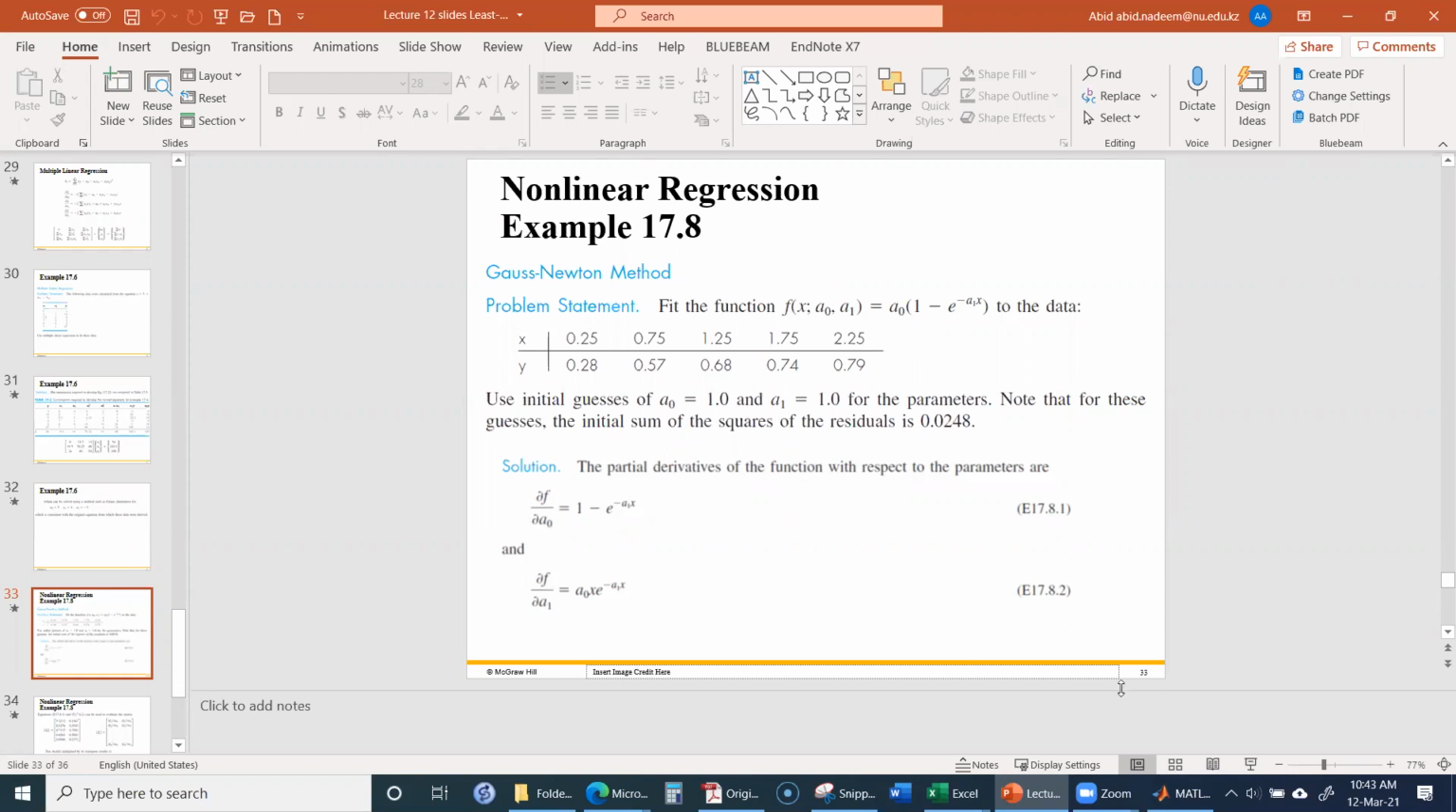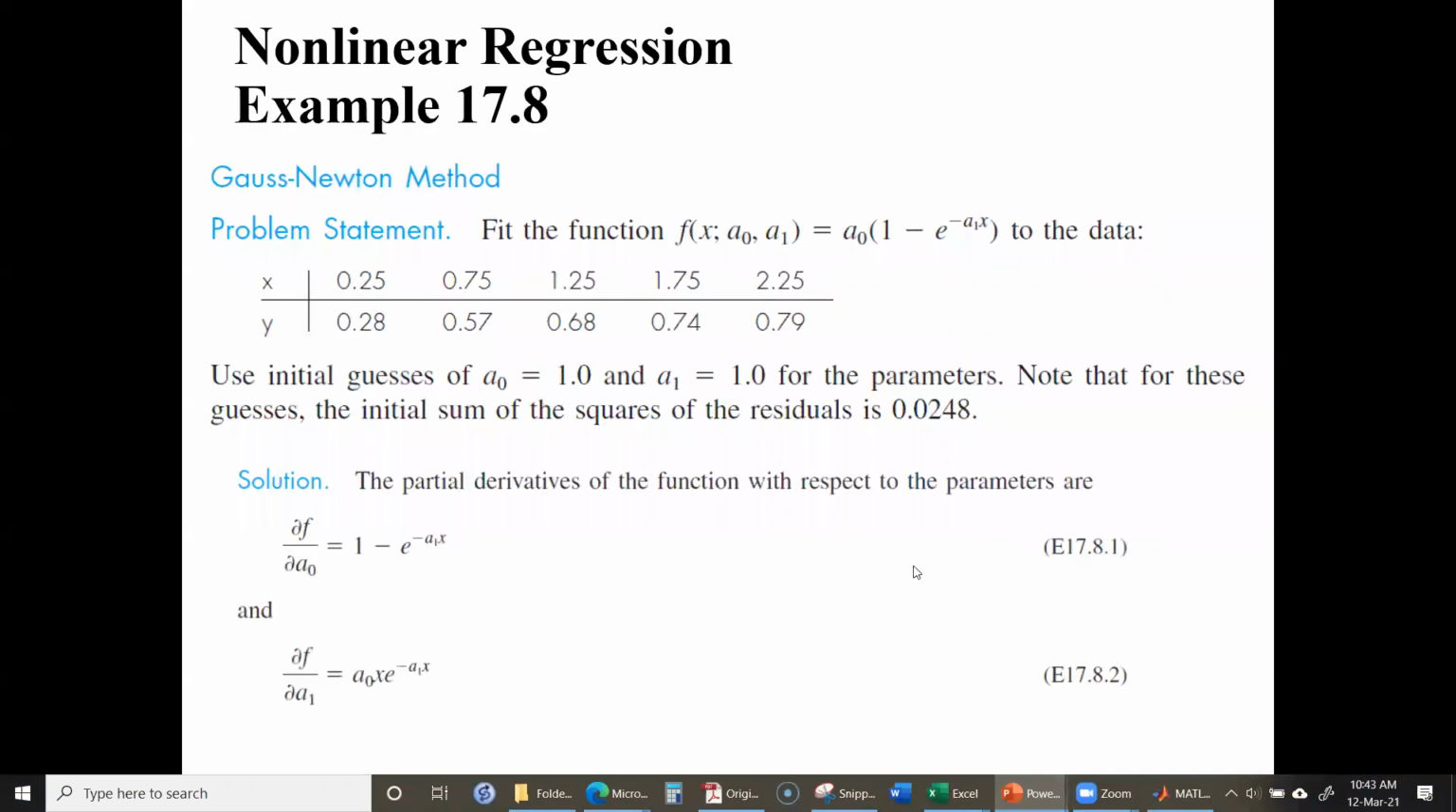So in those iterations, first of all, you will find the partial derivative of this function with respect to a naught, which will be this. Because it is with respect to a naught, it will be 1, and minus a naught times this, that will be e power minus a1 x. And then the partial derivative with respect to the second unknown, which is a1, so partial f over partial a1, will be this value, a naught.